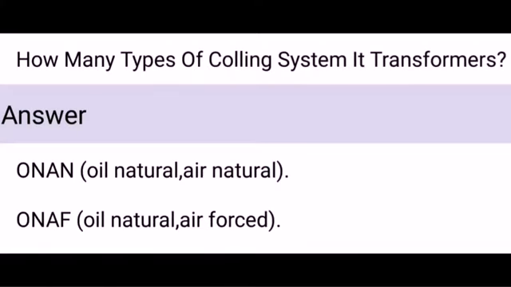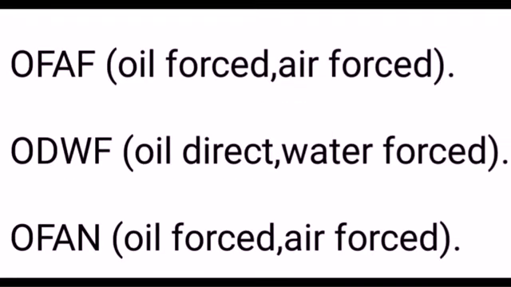How many types of cooling system in transformers? ONAN, oil natural air natural. ONAF, oil natural air forced. OFAF, oil forced air forced. ODWF, oil direct water forced. OFAN, oil forced air natural.